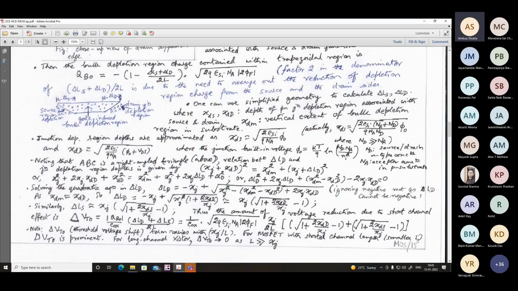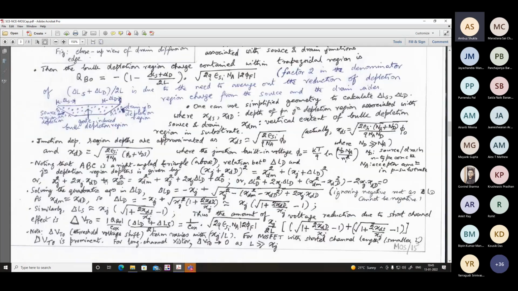So that means XDD, we know what is the amount of XDD. What is the expression for XDD? XDD is higher than XDS, right? Because of the presence of VDS. Other things are same. You see 2 epsilon Si by QNA. We are taking it to be absolutely symmetrical. So VDS only matters in making XDD higher than XDS. Other than that, you look into XDD and XDS expression, they are same.